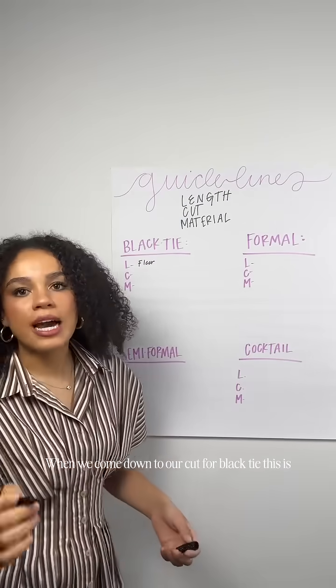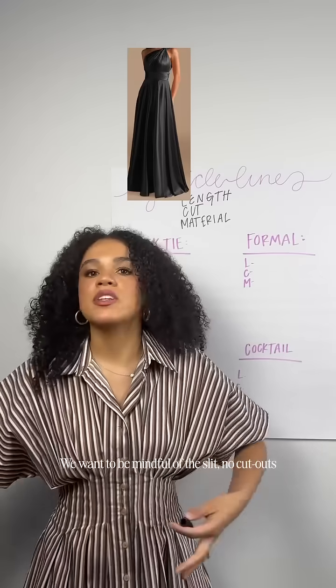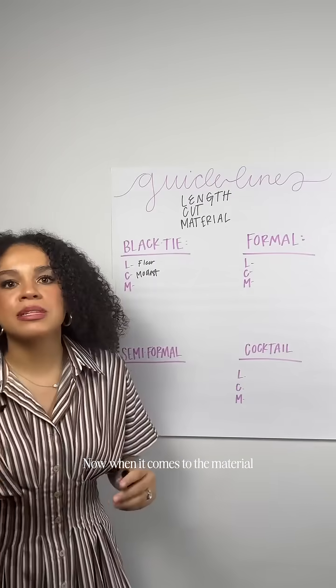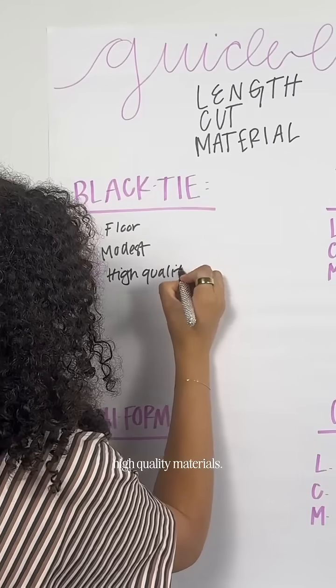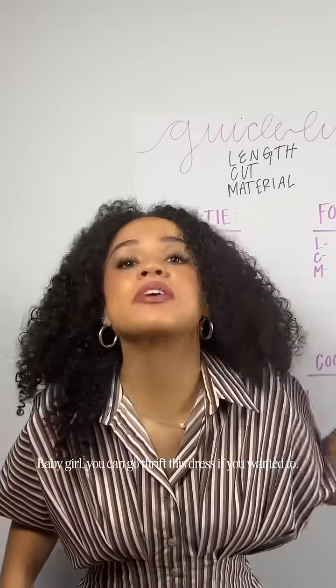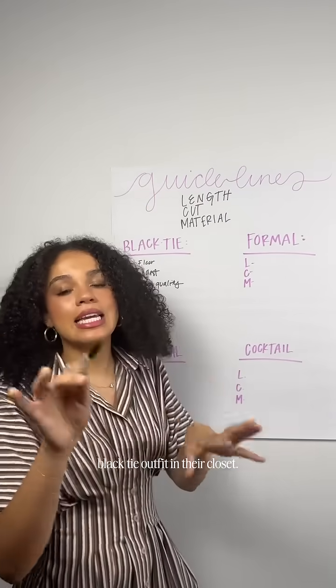When we come down to our cut, for black tie, this is gonna be our most modest cut that we have. We wanna be mindful of the slit. There's no cutouts in the center. We wanna be mindful of the neckline. And then when it comes to the material, we wanna think about high quality materials. High quality does not necessarily mean expensive. Baby girl, you can go thrift this dress if you want to. I think everyone should have some sort of black tie outfit in their closet.